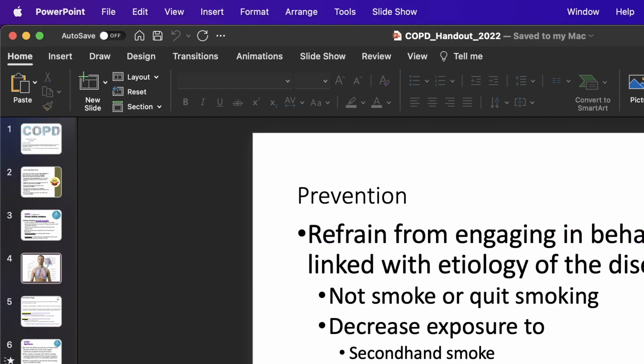Okay, in terms of prevention, refrain from engaging in behaviors linked to the disease, which of course is smoking. We'll talk more about that in a minute. Decrease exposure to secondhand smoke, pollution as best you can.